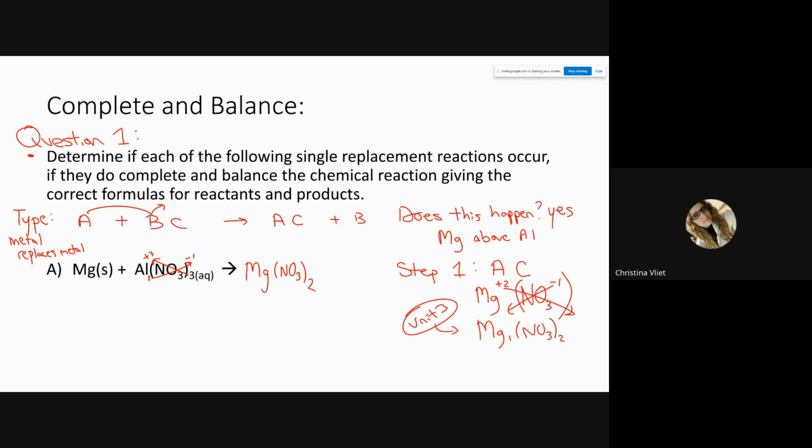Do not just take these amounts and throw them over. Remember that changing your amounts and fixing your amounts is step 2. Step 1 is getting the right compound formulas. Magnesium and nitrate can only combine in one way. You have to get the right way they combine. All right, what's B here?